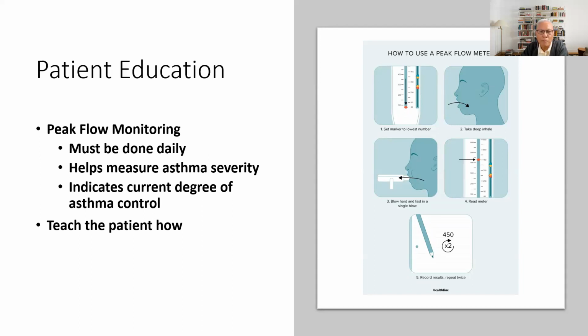Close the lips around the mouthpiece and blow out as hard as possible. And then, of course, you check the number. The patient is supposed to repeat the procedure 2 times and then record it. Okay, so this is the picture of how it should be done.